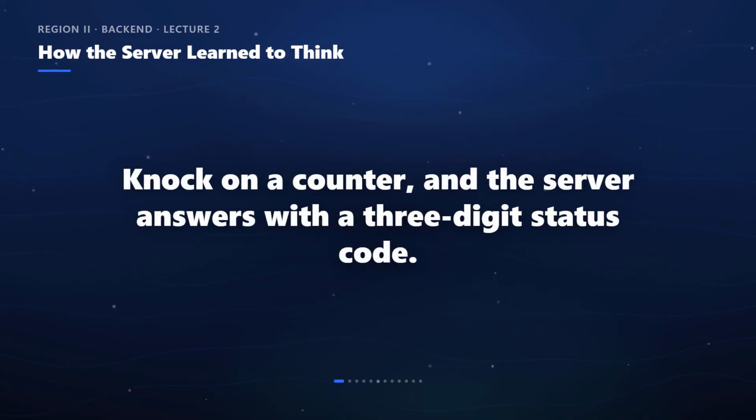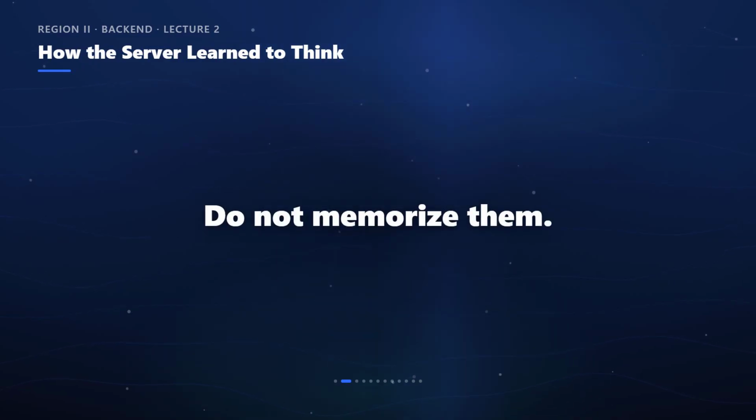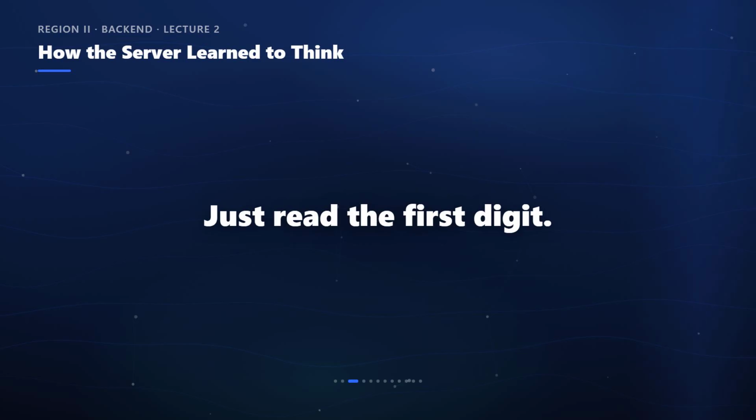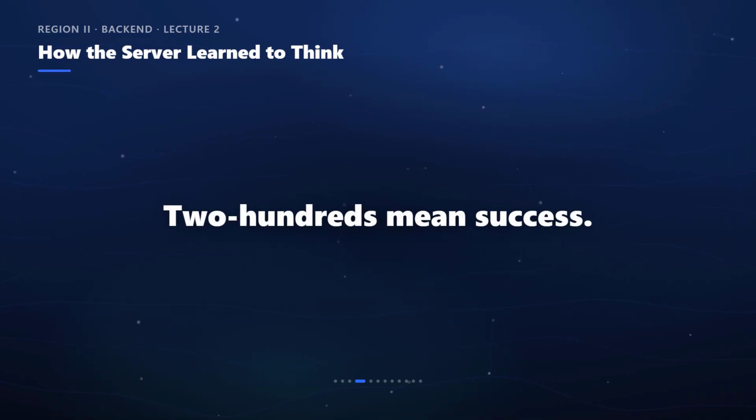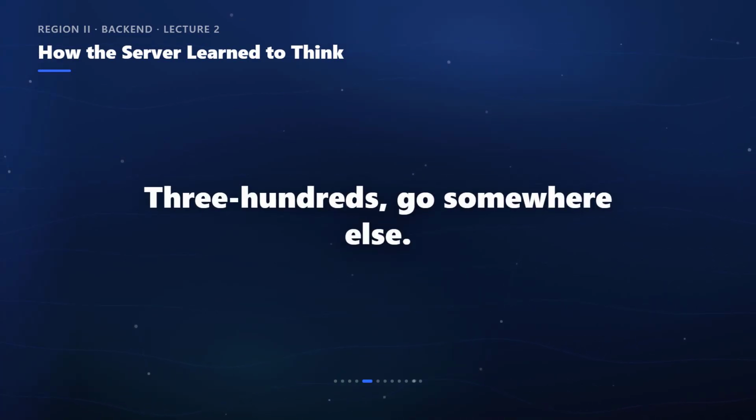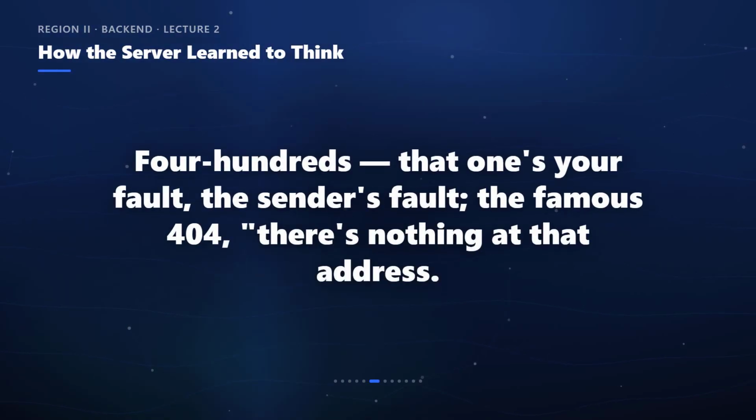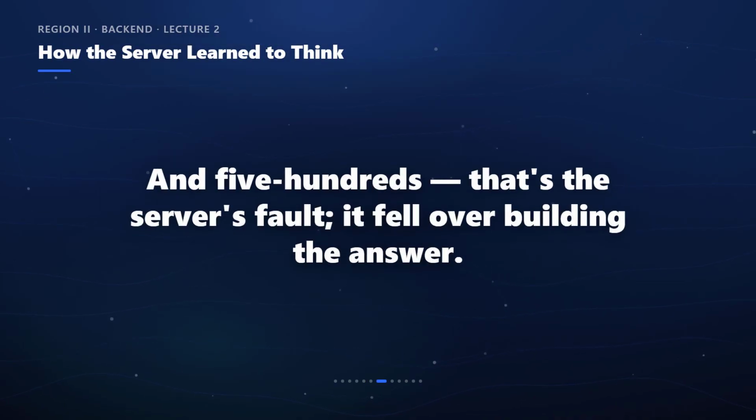Knock on a counter, and the server answers with a 3-digit status code. Do not memorize them. Just read the first digit. 200s mean success. 300s, go somewhere else. 400s, that one's your fault, the sender's fault, the famous 404, there's nothing at that address. And 500s, that's the server's fault, it fell over building the answer.